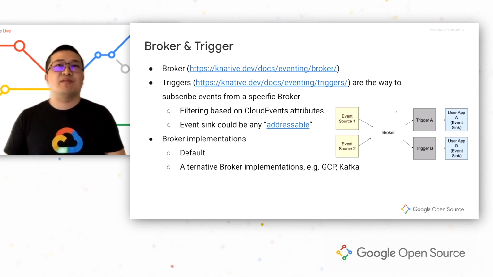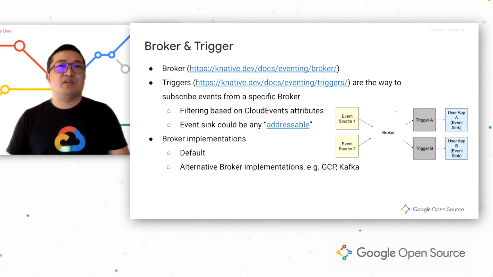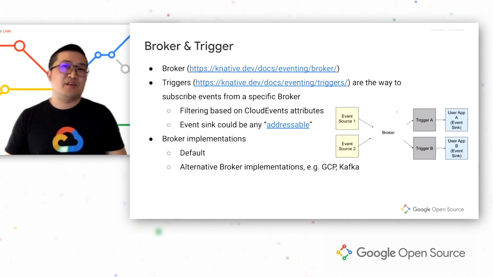Knative Eventing provides a default broker implementation. There are alternative broker implementations such as GCP PubSub-backed broker, Kafka-based broker, etc. There will be another session that dives deep into broker and trigger. Again, feel free to take a look.